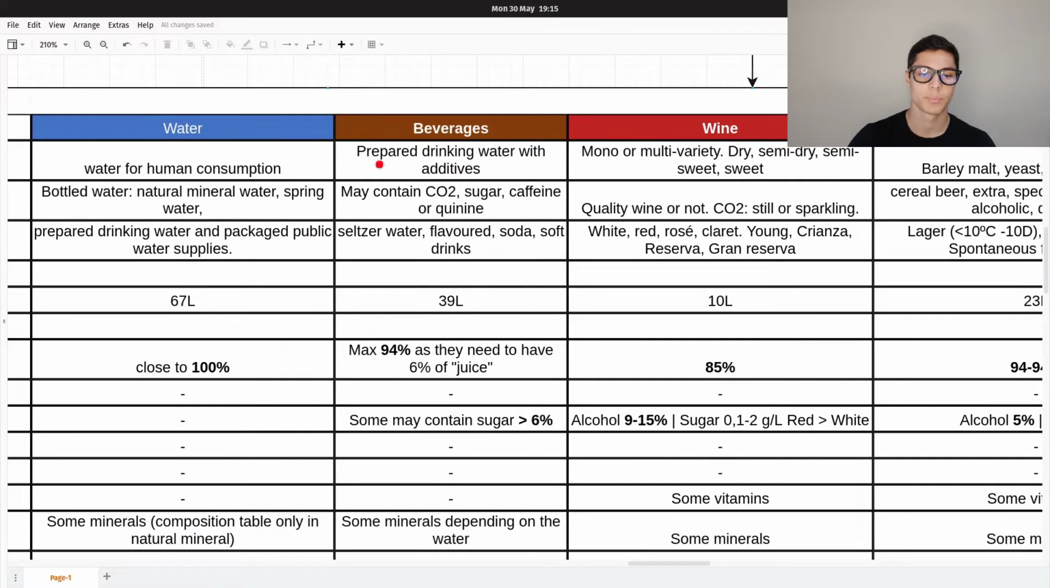Beverages: prepared drinking water with additives. As I said, prepared drinking water with additives, which can be colorants and sweeteners mainly. And they may contain CO2, sugar, caffeine, or quinine. I think you know these three, but quinine is the thing that gives the bitter taste to some beverages. We have the seltzer water, the flavored water, then the soda water, and then the soft drinks.